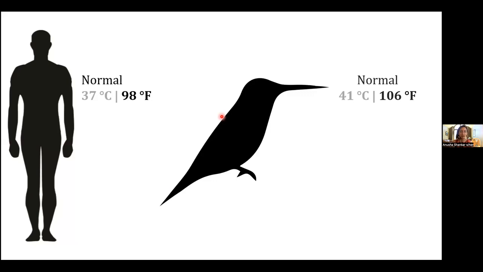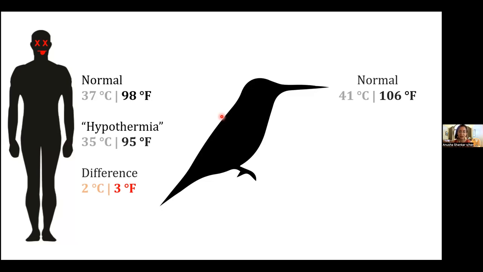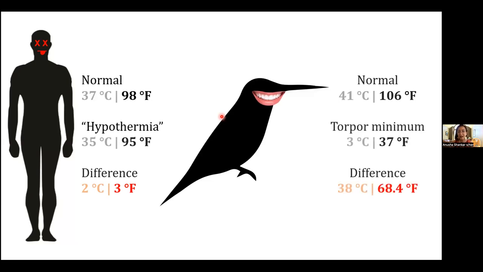So just to really highlight this contrast, an average human maintains 98 degrees Fahrenheit most of the time. And if they even drop by two Celsius or 3 degrees Fahrenheit, they're considered in trouble. They're considered hypothermic and they have to be externally rewarmed or they'll be in trouble. A hummingbird is maintaining a normal high body temperature of 106 degrees Fahrenheit. But in torpor, the coldest a hummingbird has been recorded to get is 3 degrees Celsius. And so that's a difference of 38 degrees Celsius or 68 degrees Fahrenheit. So that's a huge difference.